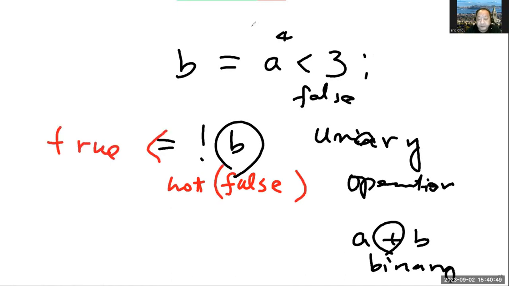So we call this one unary operator. One single operand's expression, we call it unary operator. Any questions so far? Okay, this is unary operator.